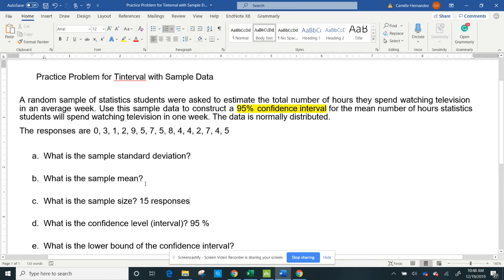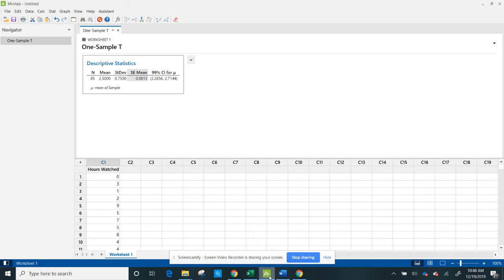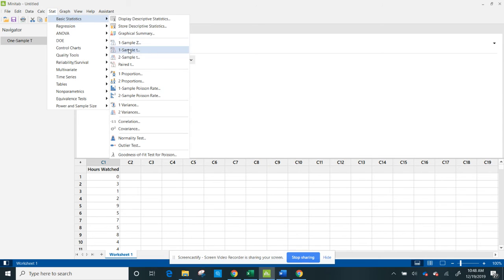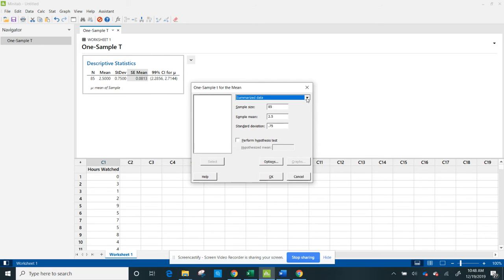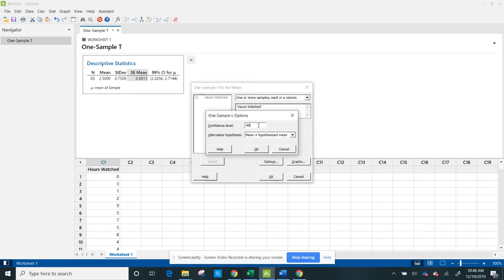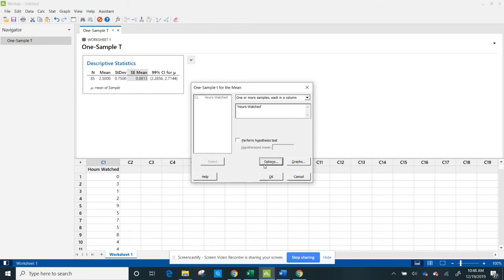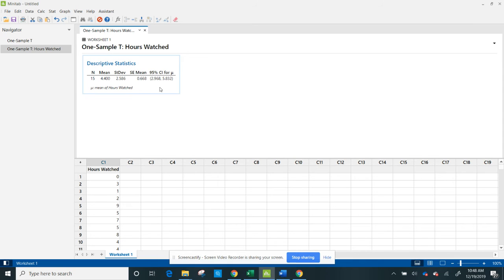So I need to go to Minitab for help. And again, I know this is a T interval because I don't have a population standard deviation. So I am going to go to Minitab, and I already have the data in there. Then I'm going to go to Stat, Basic Statistics, and One Sample T. I'm going to change this to show one or more samples. And then I've got to click in the box, and I see the blinking cursor, and then I double click on hours watched, and it populates that box. That's how I get it to see the data. I do options. Here I'm going to do 95, and then I hit OK, and then I hit OK. And it gives me the information I need.